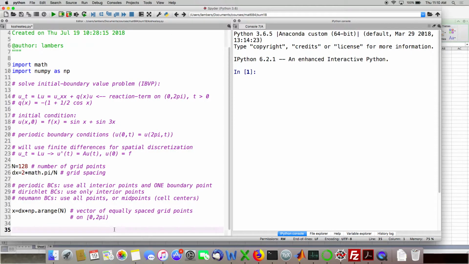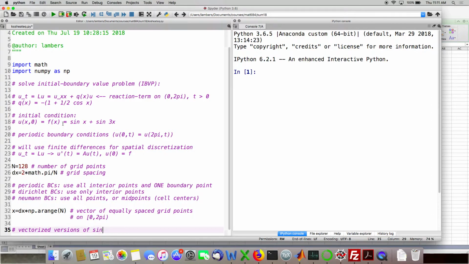Now I need vectors of values of my coefficient q of x, also my initial data f of x. So for that, I'm going to take math functions and vectorize them.